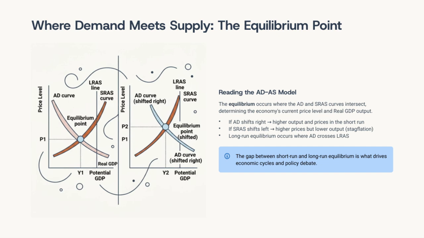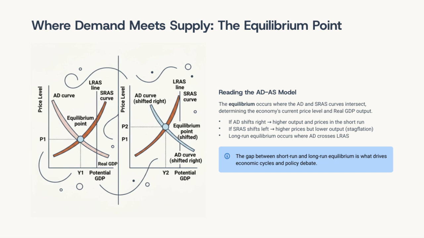When aggregate demand, or AD, shifts to the right, we see higher output and prices in the short run. That means more goods and services are produced, but prices also tend to rise. Now, if the short-run aggregate supply, or SRAS, shifts to the left, it leads to higher prices but actually lower output. This situation is what we call stagflation, rising prices coupled with stagnating or declining output.